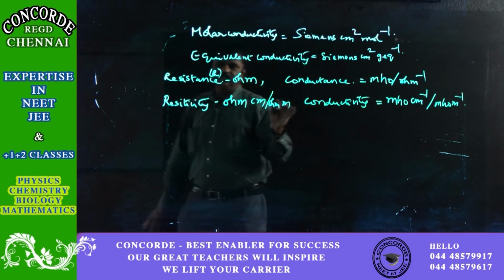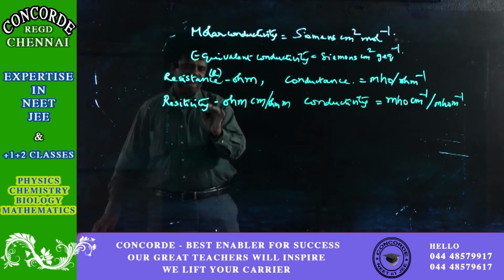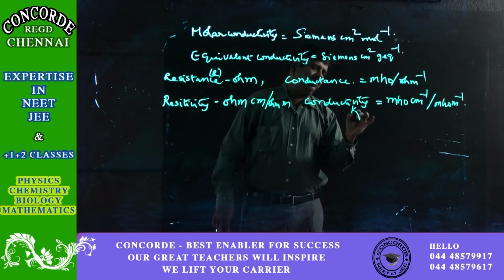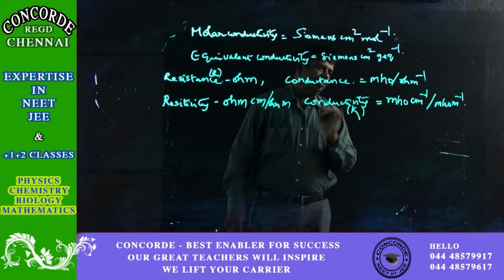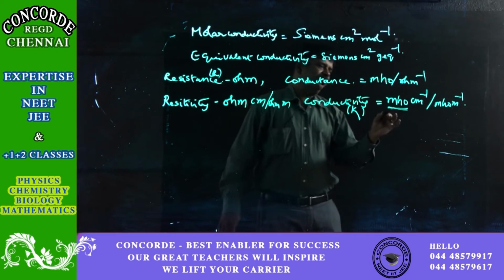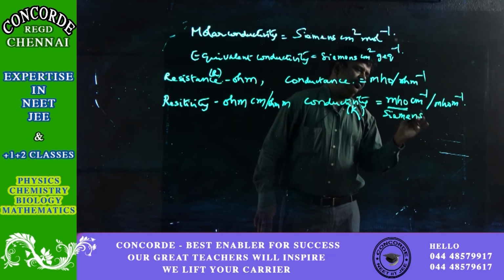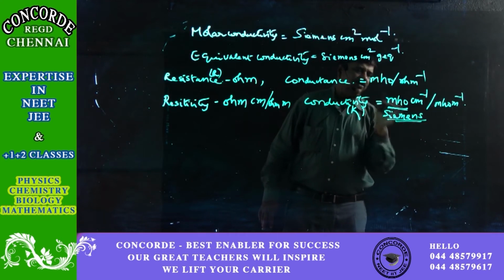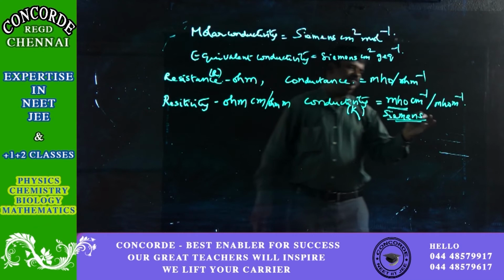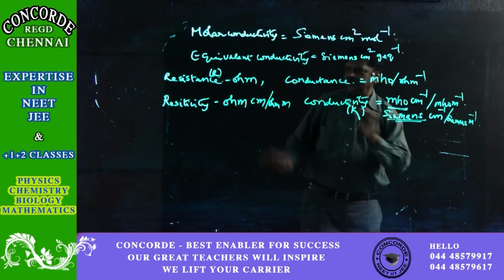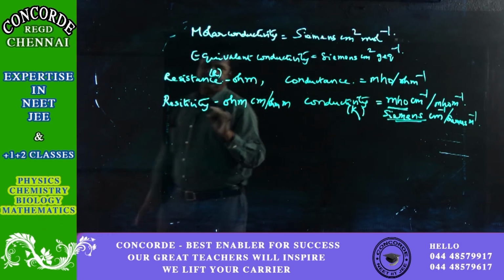Understood? So this is resistance, this is resistivity, conductance, conductivity. Conductivity is only put as kappa. Instead of mho, we can also write it as Siemens. 1 mho is equal to 1 Siemens. So the other unit is Siemens. So it can be even Siemens inverse or Siemens meter inverse. Understood?